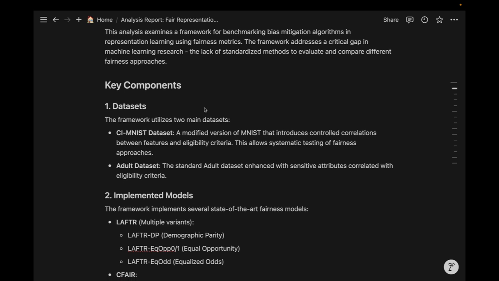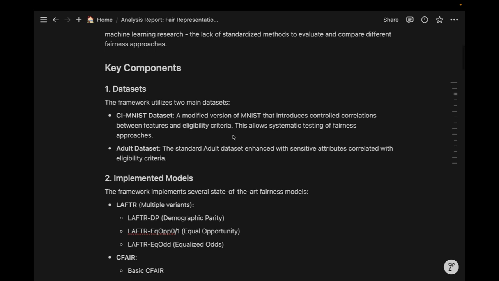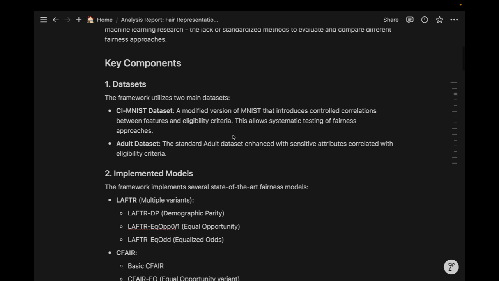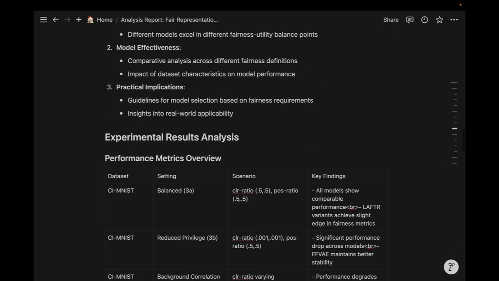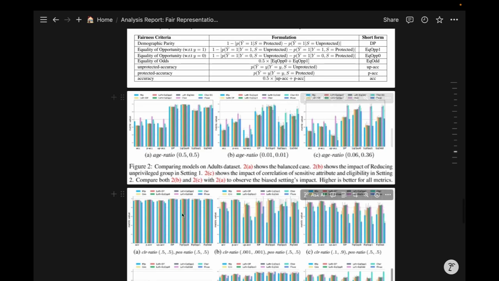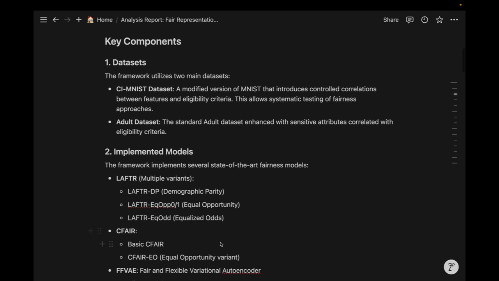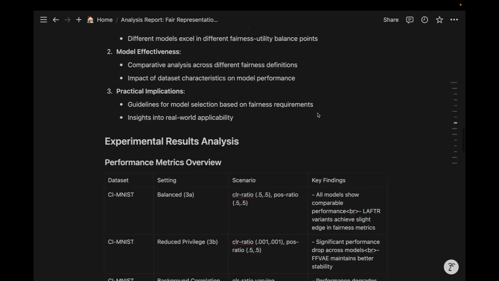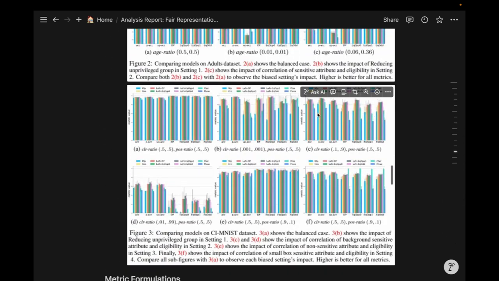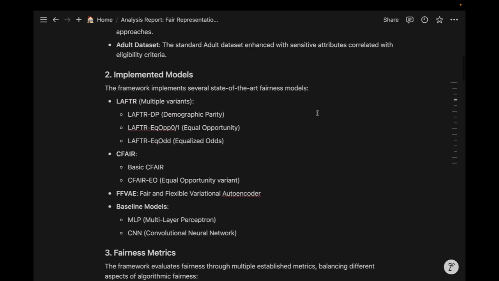Our framework utilizes two carefully selected datasets. First, the CA-MNIST dataset, a modified version of the standard MNIST dataset, where we have deliberately introduced controlled correlations between features and eligibility criteria. As you can see in figure 3, this allows us to systematically test how different models handle bias. Second, the Adult dataset, which provides real world demographic data. This dataset helps validate our findings in practical scenarios.